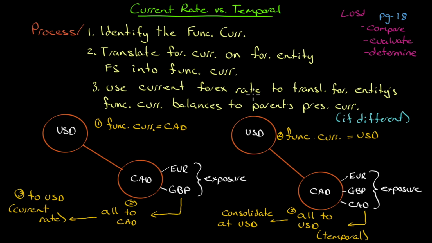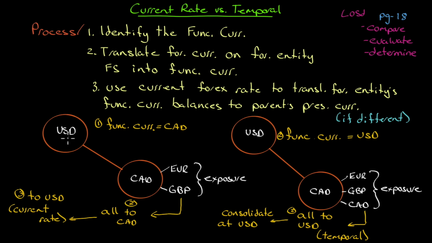Use current Forex rates to translate the foreign entity's functional currency balances to the parent's presentation currency. Notice we're saying use current. So there must be something unique about step 3 that may not always need to be used. Because what if it's temporal? You wouldn't do that, right? So let's have pictures and let's have a look.